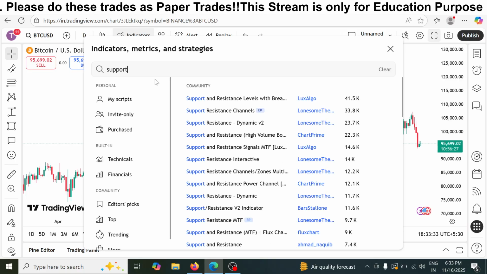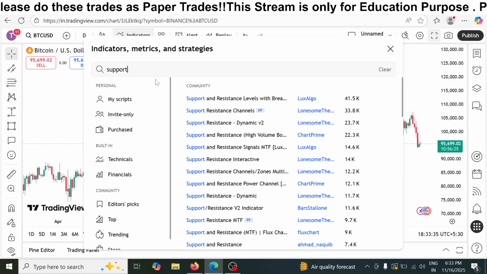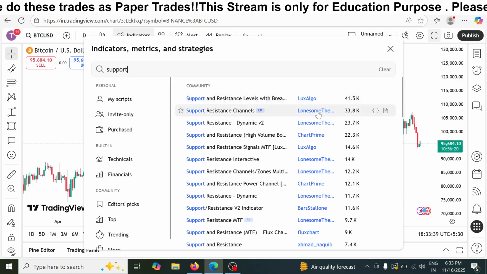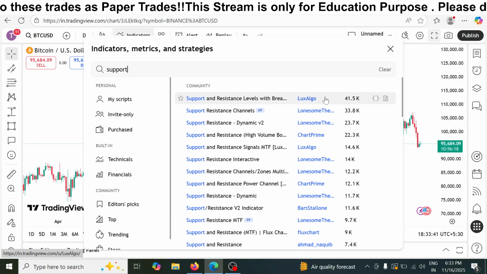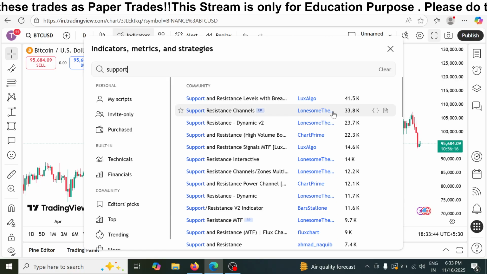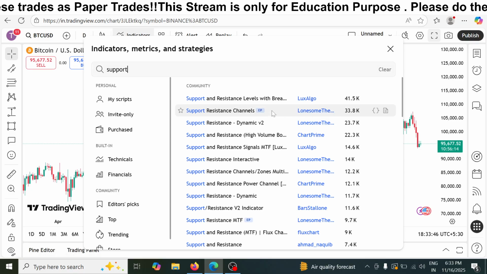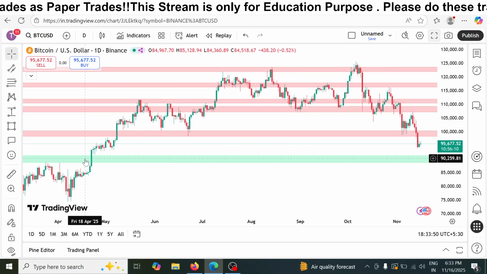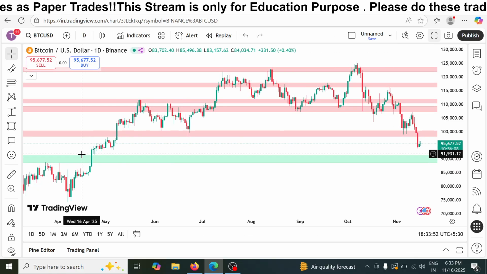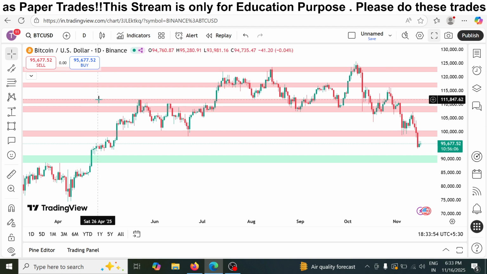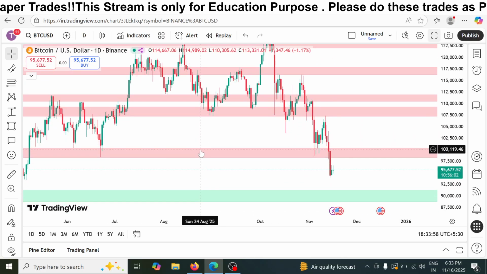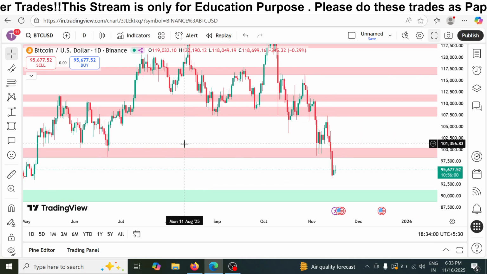So what you have to do is go to TradingView, go to the indicator section, write support and resistance, and you will find two very good indicators, one from LuxAlgo and one from Lonesome. To be honest, for me, this is my favorite. This is the Lonesome support and resistance indicator. What he has done is put the support and resistance in front of you on your chart.